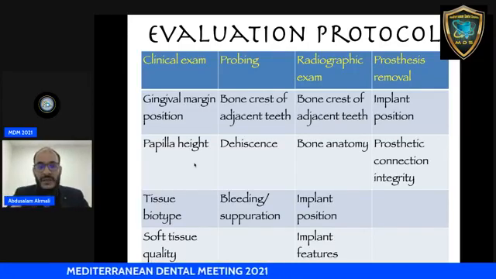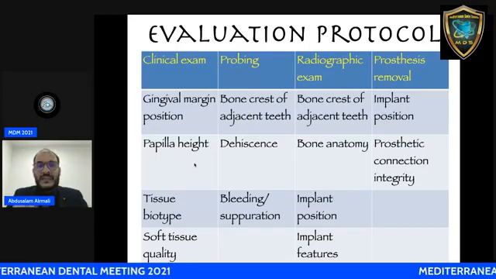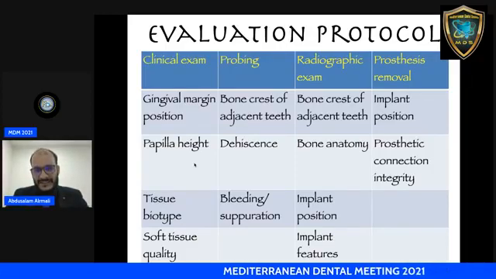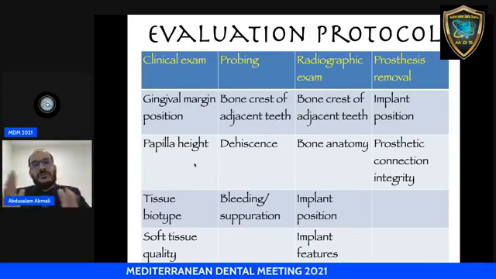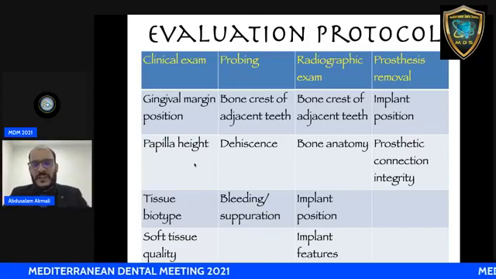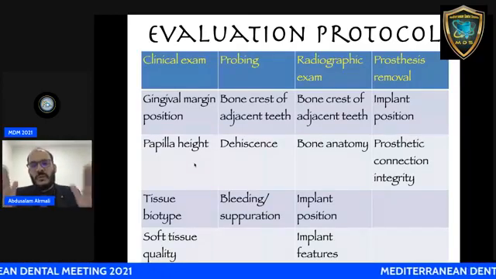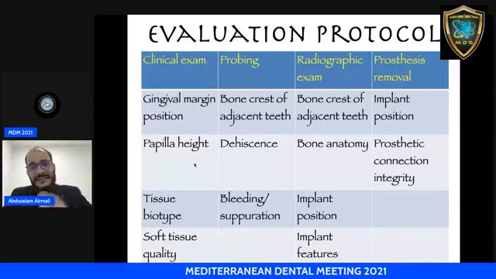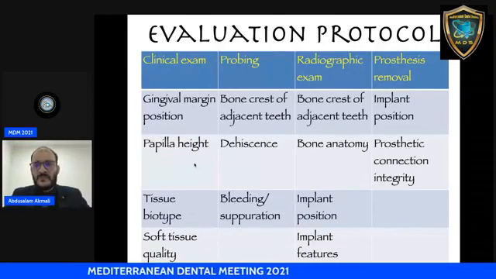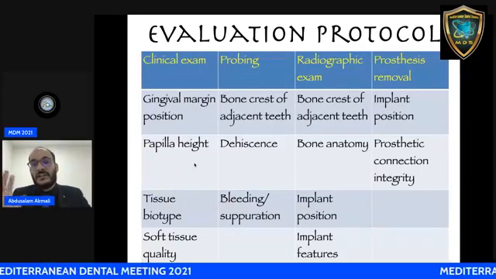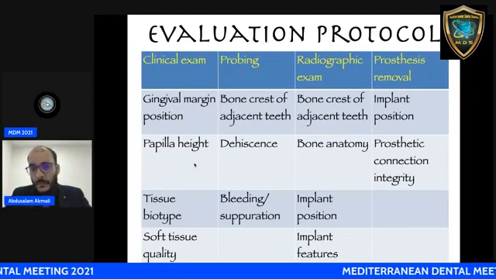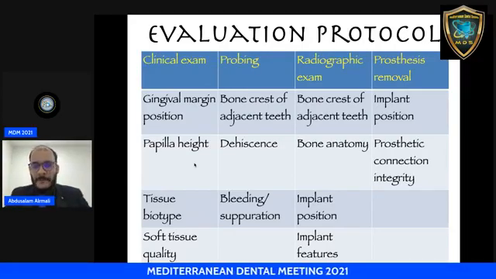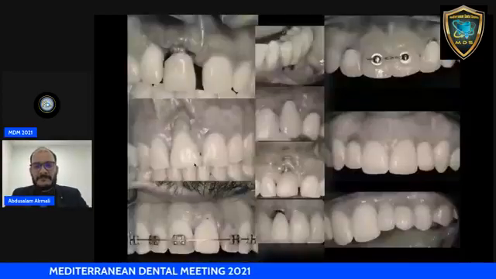You also have to evaluate the soft tissue quality. You have to do probing around the implant to exclude the presence of peri-implantitis and bone dehiscence. And you have to do a radiographic examination. Radiographic examination includes 2D and 3D: 2D to evaluate the interproximal bone, and 3D to evaluate the position of the implant. Is it inside or outside the bone housing? Finally, you have to evaluate the prosthetic options and the possibility of correction. Is it possible to correct this prosthetic fault or not?